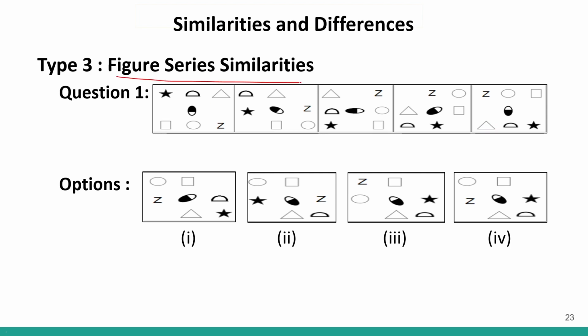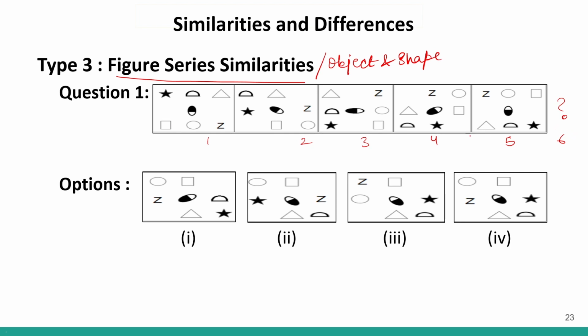Now we come to figure series similarities. This is also known as object and shape series similarities. In these type of questions, we are given certain figures. So this is the first element, second element, third element, fourth element, fifth element. And we have to find out the next element in the series. This is how these questions work.